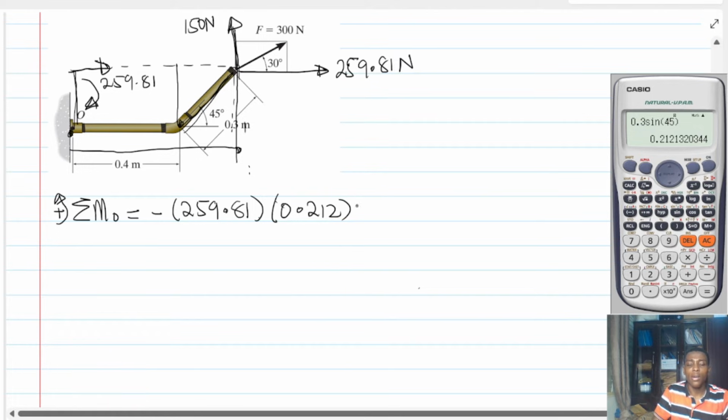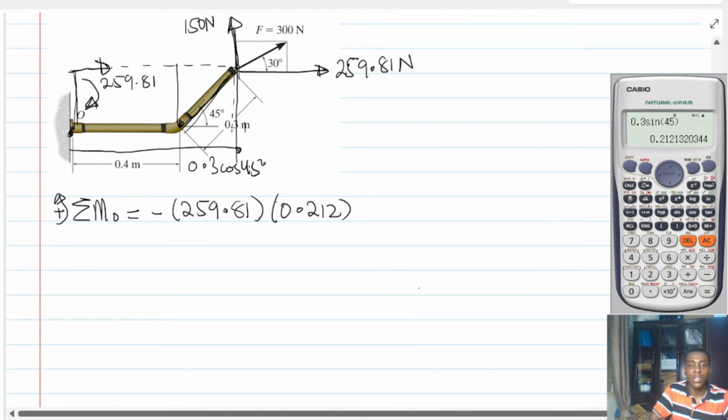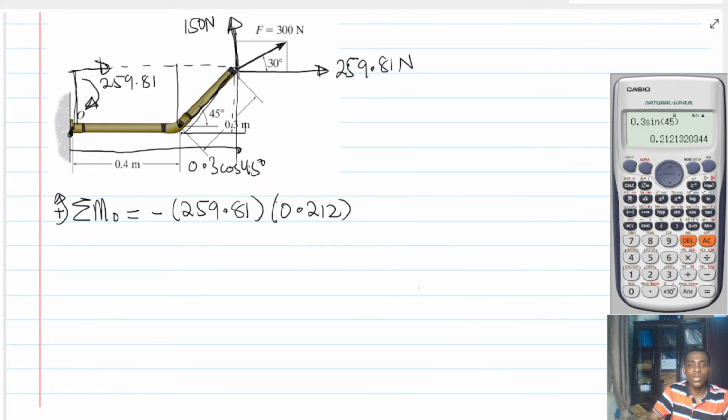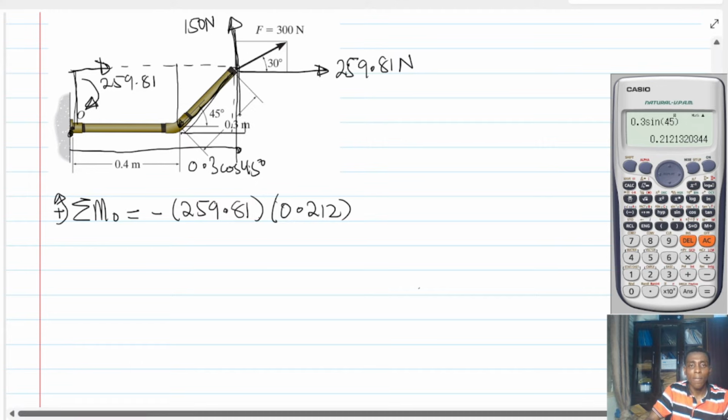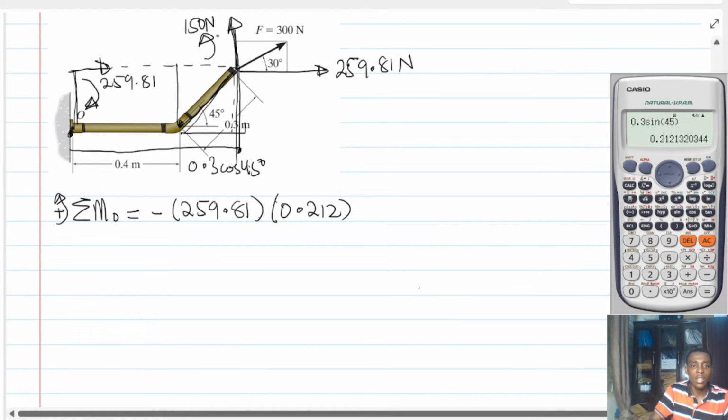All right. Now I'm done with that part. It means that this small portion here must be what? 0.3 cosine 45. Is that right? So that is the horizontal portion here. And that is the moment arm of the 150 Newton force. But look at the direction of the 150 Newton force. So the direction is moving in that sense. Is that right? Therefore, it's going to cause a movement in this direction. And that is what? Counterclockwise.